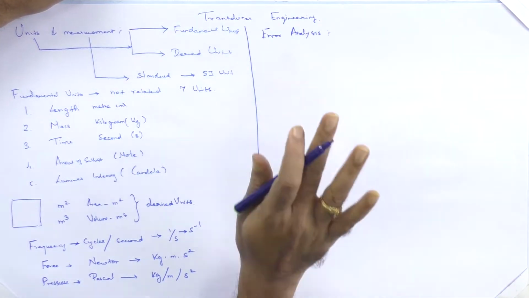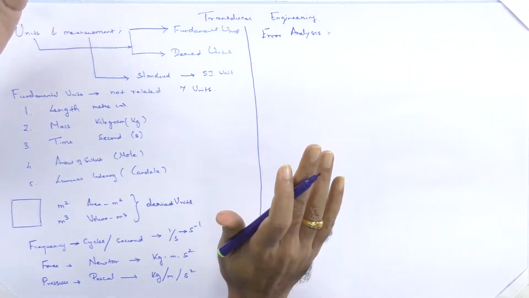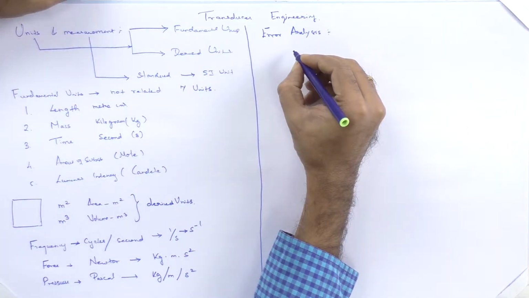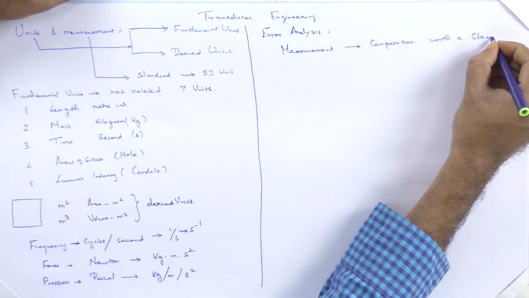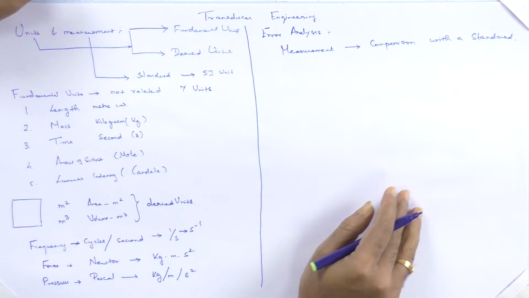Error analysis. Why suddenly are we jumping from units and measurement, which is a basic understanding of physics, to the term error analysis? It is because any measurement is simply a comparison with a standard. Okay, any measurement.